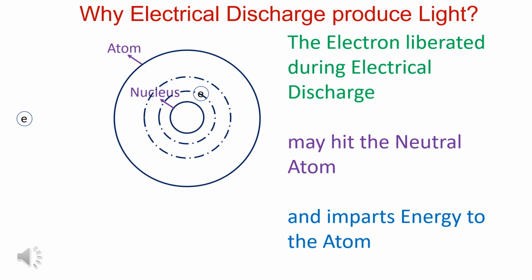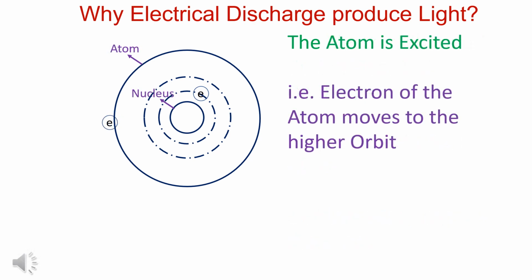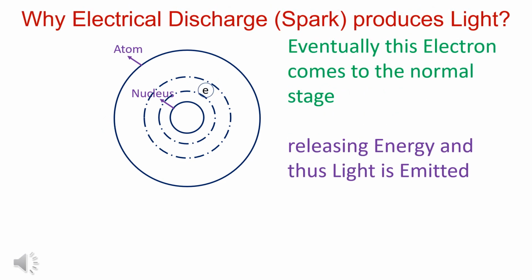Let us see how light is emitted by electric discharge. When free electrons hit atom, it imparts energy to it. The atom is excited and electrons move to a higher orbit. Sooner or later, electrons come to a normal state, releasing energy, and thus light is emitted.